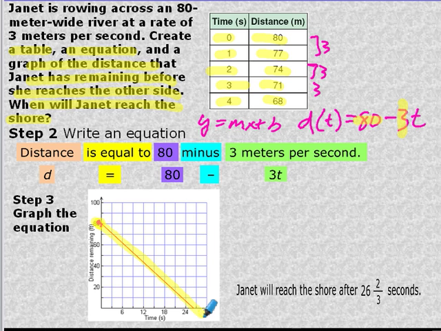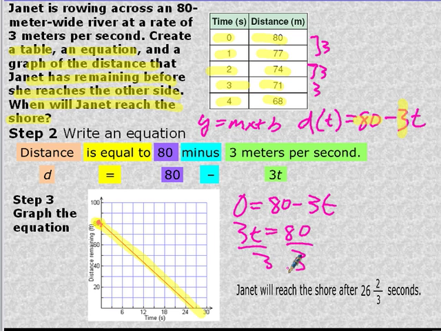And if you have a good line, you can use your graph to figure out, or we know that when she reaches the shore, our distance is going to be 0. You could solve it algebraically. 0 is equal to 80 minus 3t. Add 3t to both sides and divide by 3. And it's going to tell you 26.67, or 26 2/3 seconds, she's going to reach the shore. So again, from just a small description, we are able to do a lot with that information.